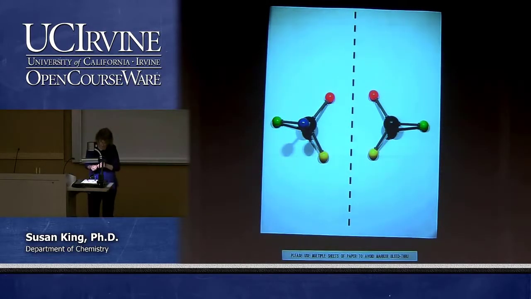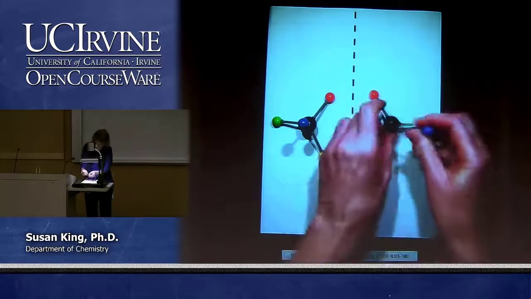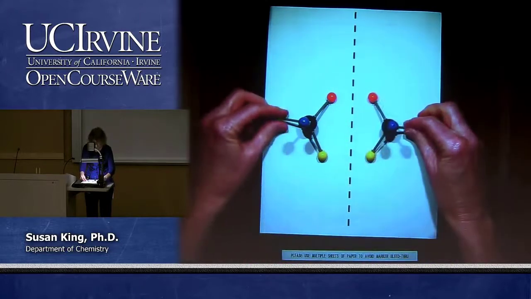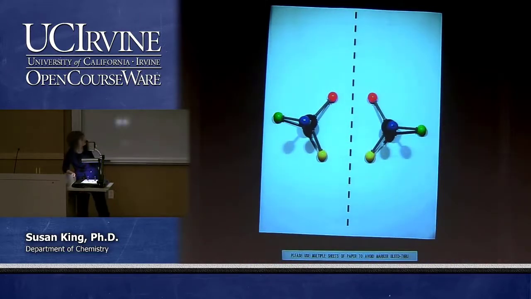All right, I want these to be mirror images of each other. Okay, so now they're mirror images of each other. Everybody see that? Okay, they're mirror images, right? Now let's see if they're superimposable.